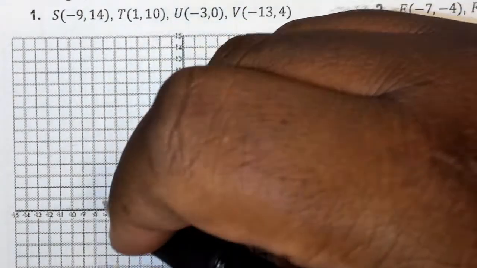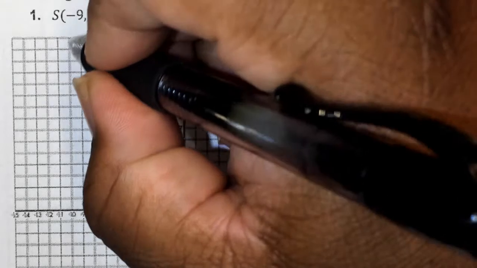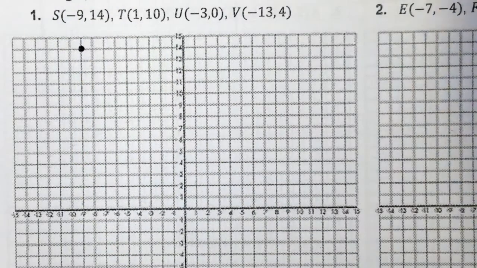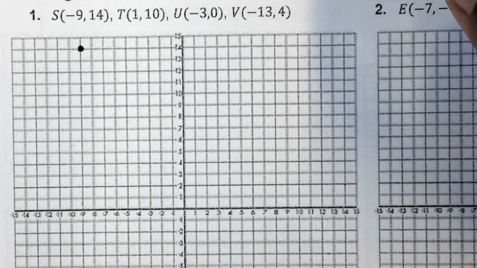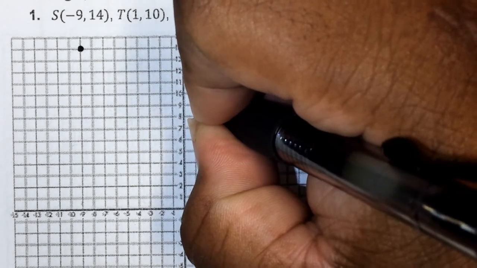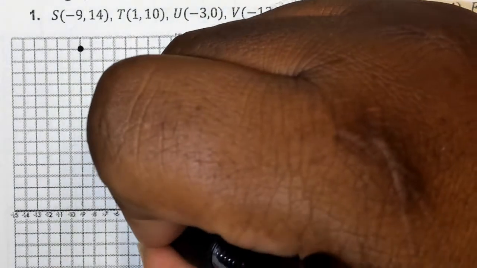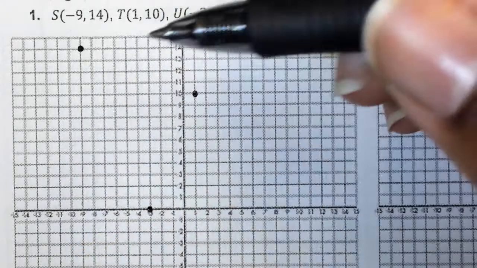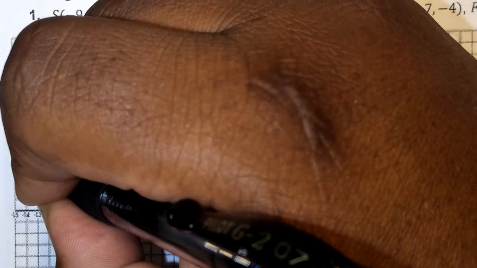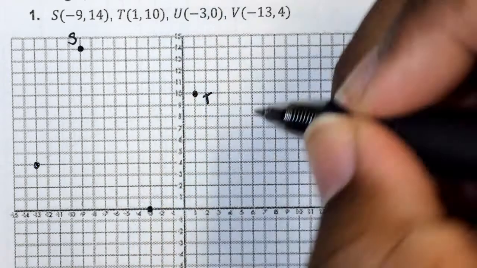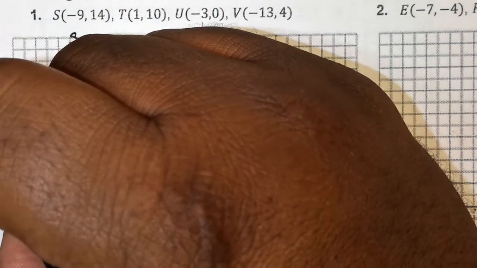S is going to be at -9, up 14. I know these numbers are kind of shaky, but I ain't got good eyesight and I can see it. And then 11, 0. Three, 0. And then -13, up 4. This is going to be S, T, U, and V.